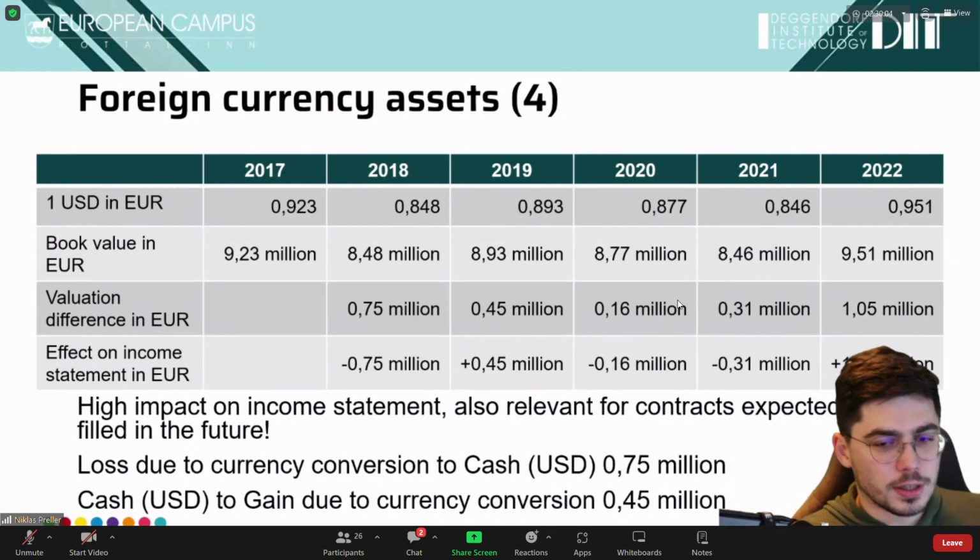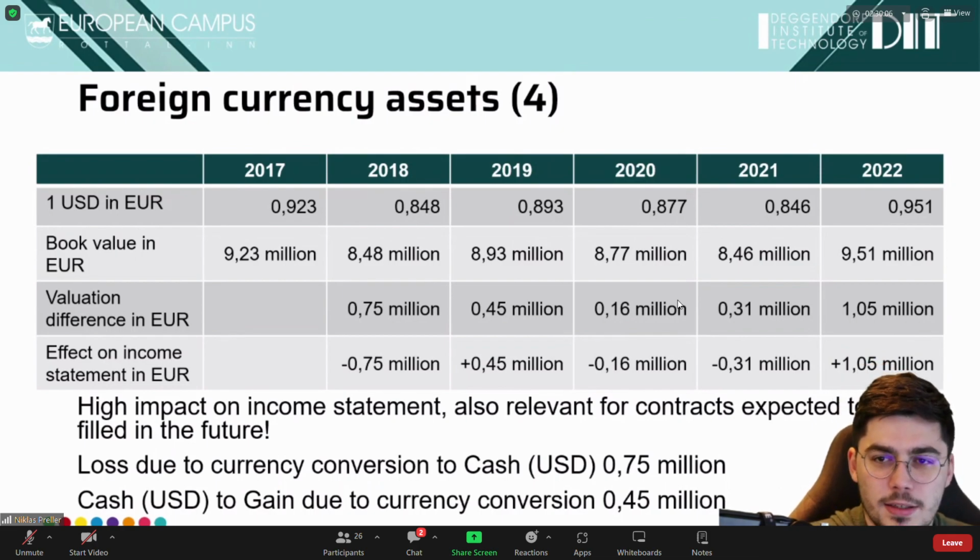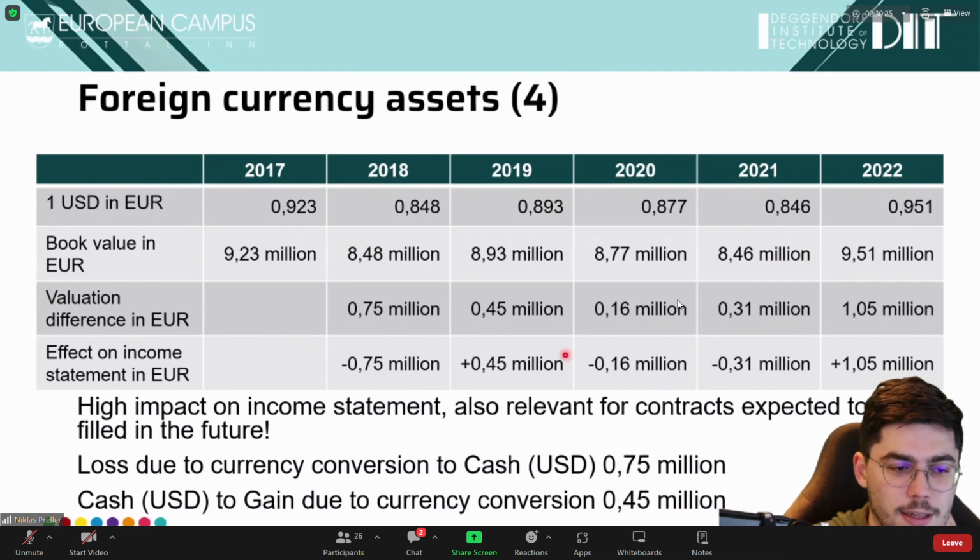So as you can see, that has a huge impact on our income statement, right? I mean, we don't do anything. We don't have any kind of transactions here, but we have huge effects on our income statement. Is that practical? What would you say?